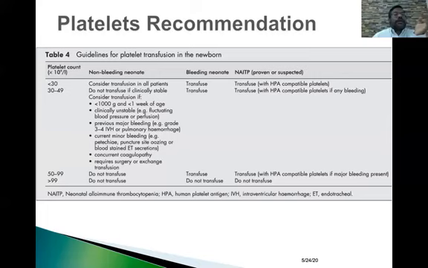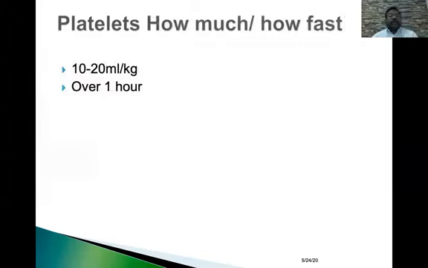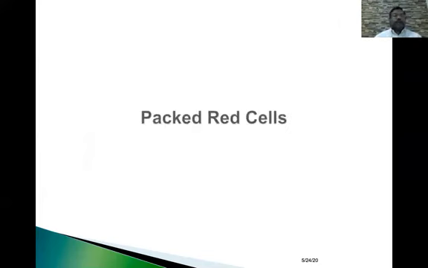And between 30 and 50, consider transfusion if the baby is less than a kg, less than a week old, clinically unstable, had a major bleed in the past, has current minor bleeding, concurrent coagulopathy, or the baby needs surgery or exchange transfusion. How much? 10 to 20 ml per kg over an hour.